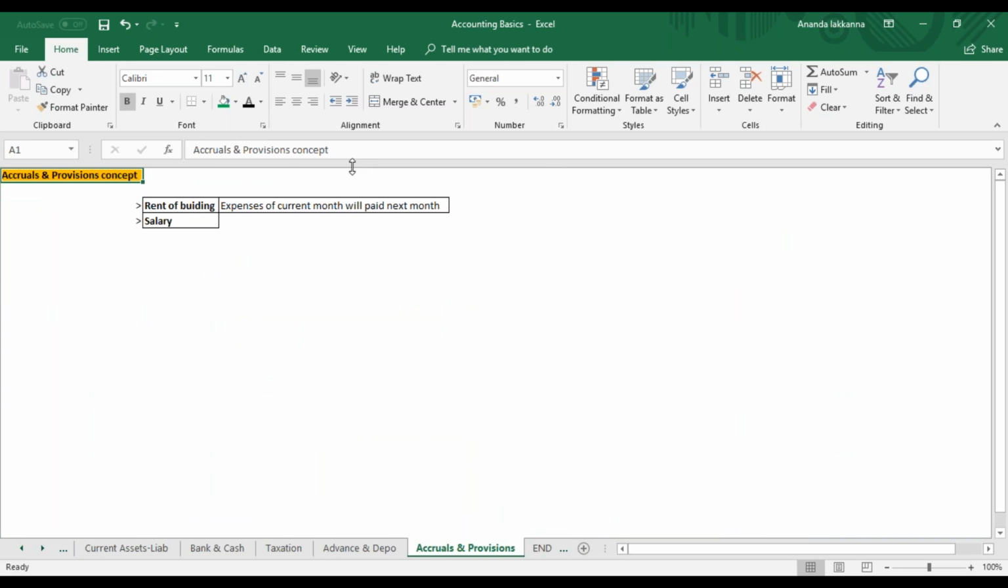See, in accrual programs, the best example is always rent of a building and salary. And we can take anything, like rent of a building or salary. What happens? So we are in October month.